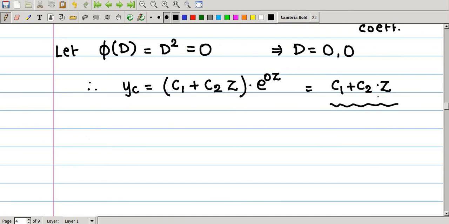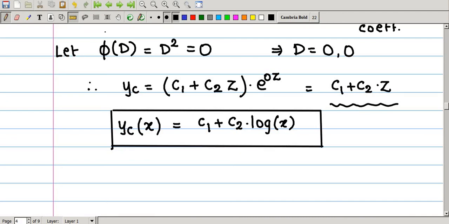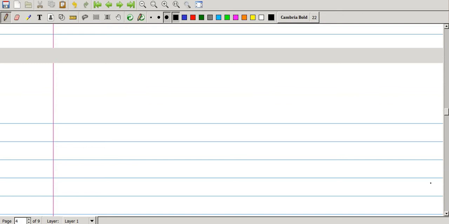If we substitute z is equal to log x, then the complementary function in terms of x will be c1 plus c2 into log x. So this will be the required complementary function for the given differential equation, and we denote it by equation number 3. Fine. Now we go for the particular integral.